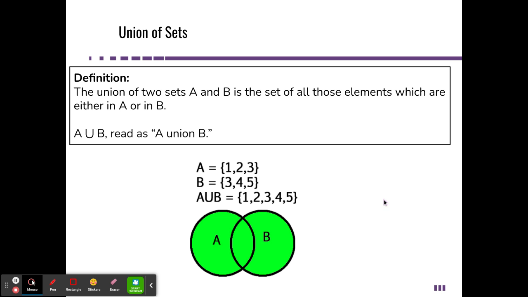We have union. The union of two sets A and B is the set of all elements which are either in A or in B. So union is an or statement. That's a useful thing to remember: union is or. It's in this or in that. So if A is 1, 2, 3 and B is 3, 4, 5, then the union is all of it.